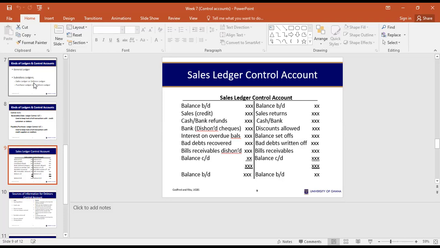So see this account as what? A debtors control account. See it like that. That will have an open account for a debtor. So the sales ledger control account is actually for what? Your debtors, those who owe you money.